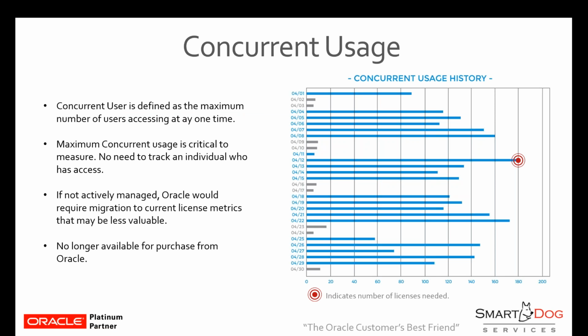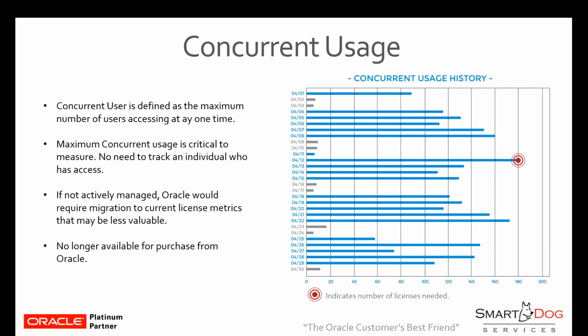There's also a concurrent device, concurrent user overlap, but we'll focus on concurrent user as it relates to this webinar. Basically, we were looking at the maximum concurrent usage to measure our license need and requirement, right? So there's no need to really track individuals who have access to the respective modules. We're really looking at what was the peak usage at any point in time. So we need to actively manage this. We need to define a method by which we're going to measure this concurrent usage of our users.